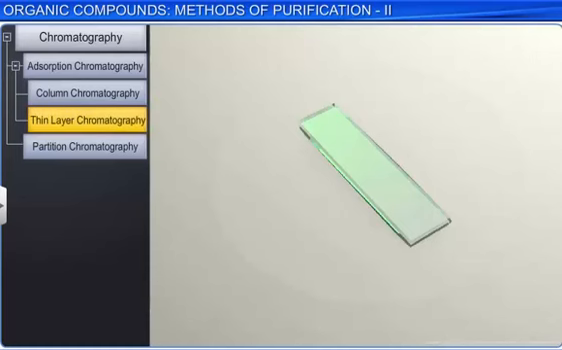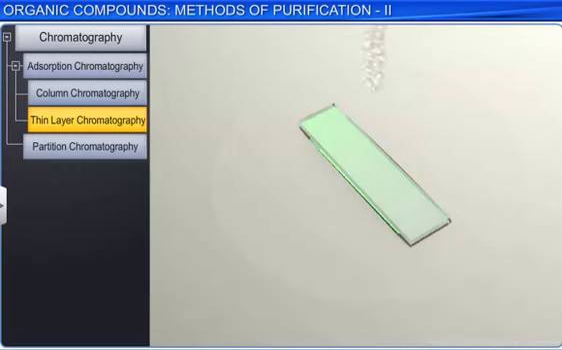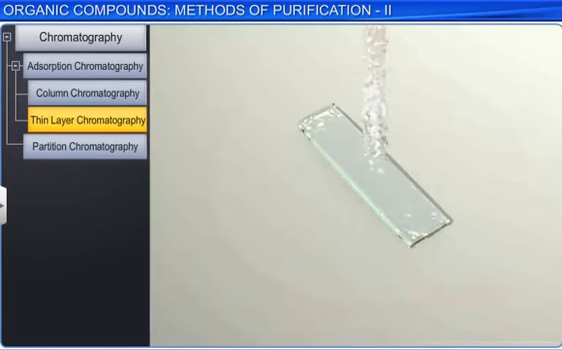Now let's look at thin layer chromatography. Thin layer chromatography involves the separation of substances in a mixture using a glass plate which is coated with an adsorbent. In this method, a thin layer of adsorbent, preferably alumina or silica gel, which acts as the stationary phase, is coated on the glass plate. The plate is known as thin layer chromatography plate or chroma plate.